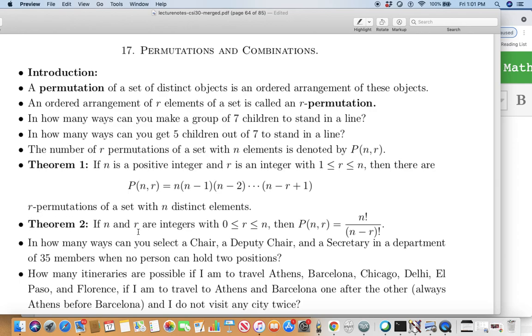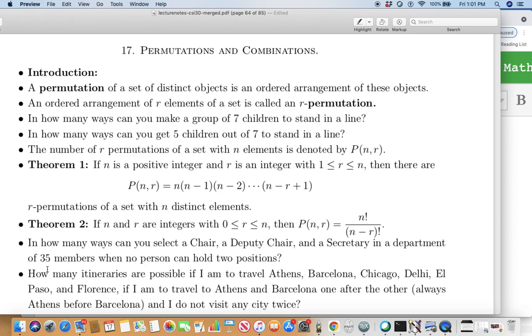Theorem 2. If n and r are integers where r is between 0 and n, then P(n, r) is n factorial over (n minus r) factorial. This is easy to see. n factorial means n times (n minus 1) all the way until 1. So some things got cancelled. That something is precisely (n minus r) factorial.